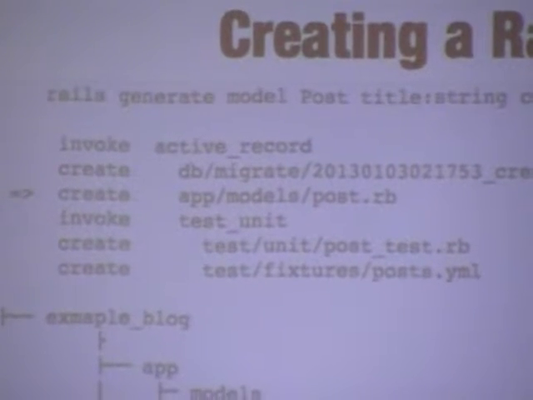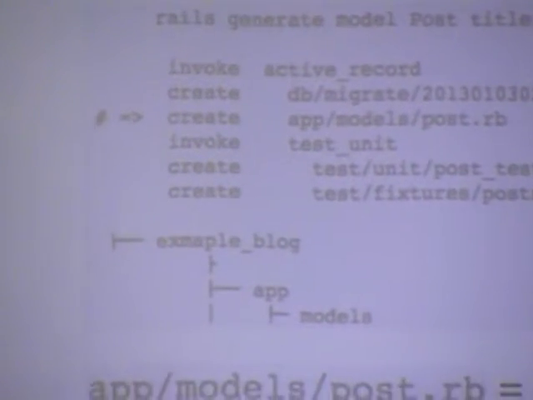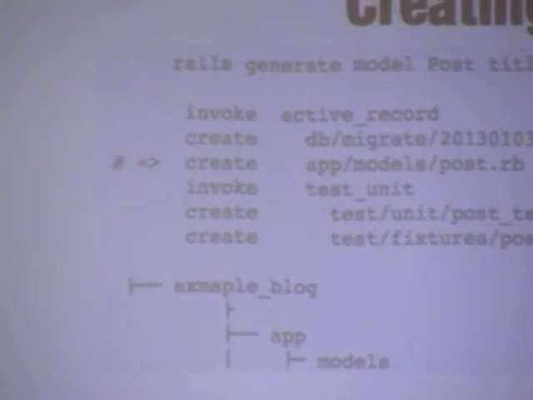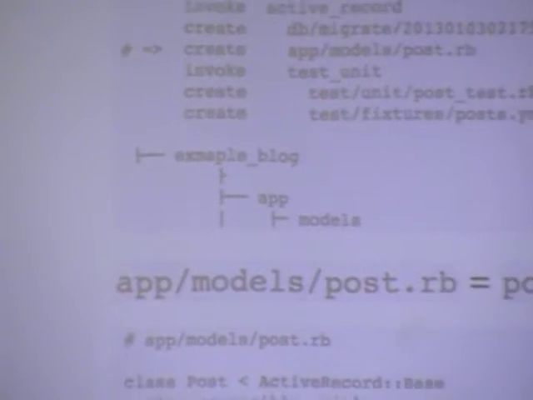So this is what enables the post.save, because post is an instance of the Post class, which has special superpowers from Active Record, which then can connect to the database and save.